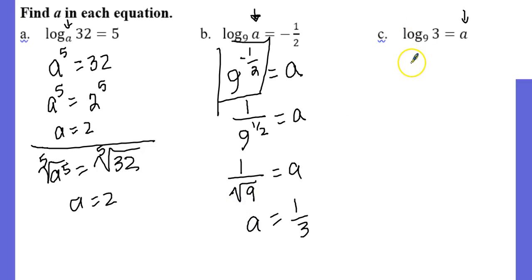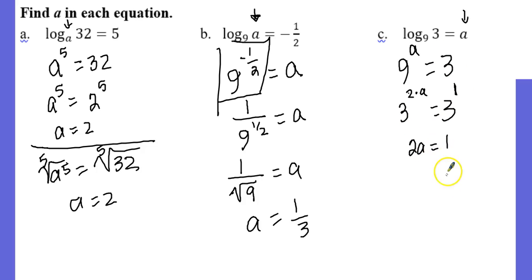Let's look at the last one. 9 to the A power equals 3. So a couple ways I could attack this. Could I write them same base? Could I write 9 base 3? Right? So 3 squared times A equals 3 to the what power? What power is this 3? 1. So if the bases are the same, then the exponents are equivalent. Divide by 2. A equals half.